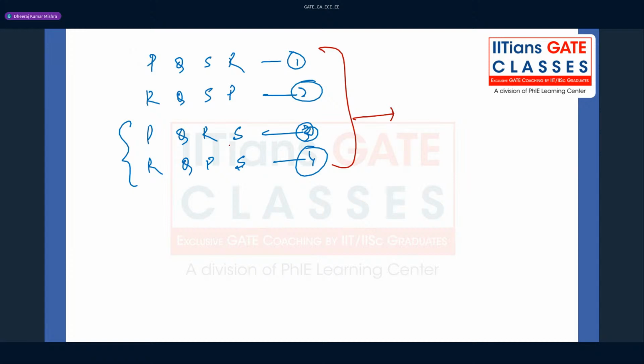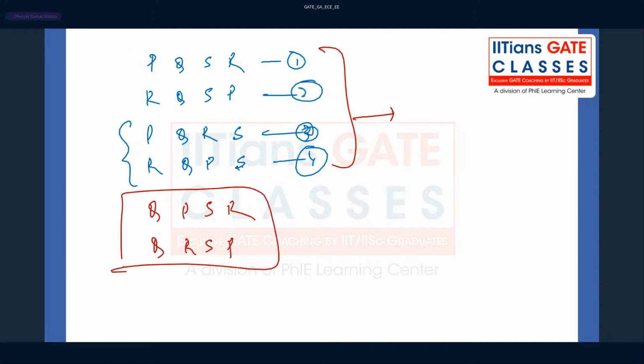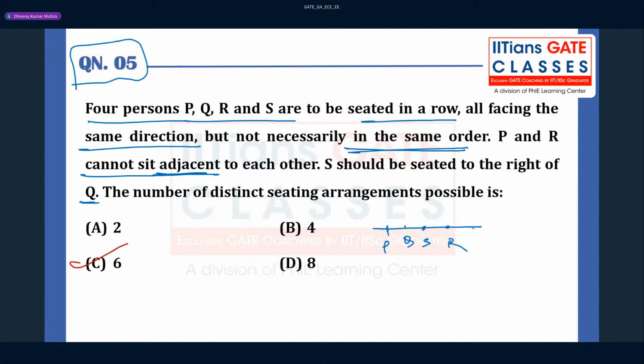So I can write all the possibilities. What you can do here is take this Q this side. Possibilities will be Q P S R and Q R S P. So these are the two more. So total how many? 6. It is a simple counting procedure that you have to do.